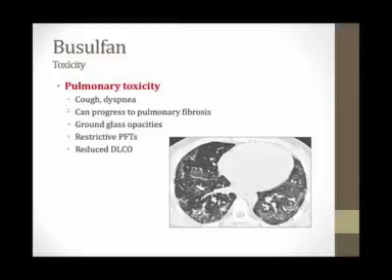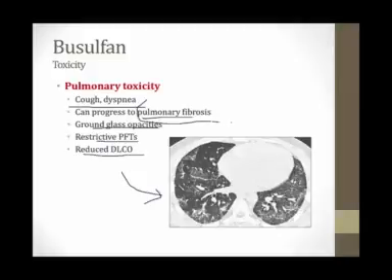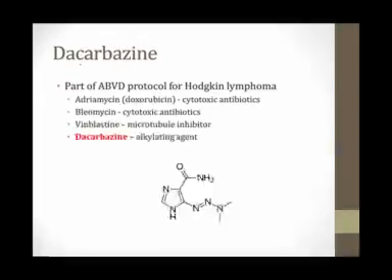Patients on busulfan can develop cough and dyspnea. This can progress to pulmonary fibrosis with ground glass opacities appearing on the CAT scan. This is a picture of ground glass opacities as can be seen in pulmonary fibrosis shown on the screen. Patients with pulmonary fibrosis can also develop restrictive PFTs and reduced DLCO. These are all signs of pulmonary fibrosis, and this can potentially occur in a small number of patients with severe busulfan pulmonary toxicity.